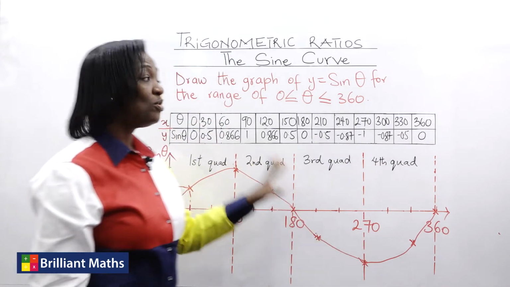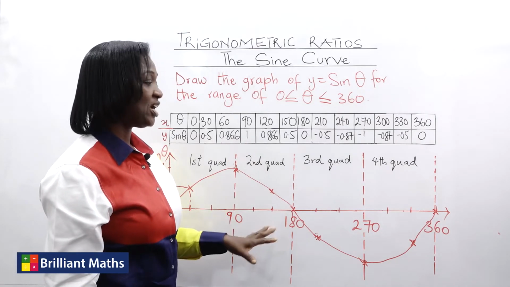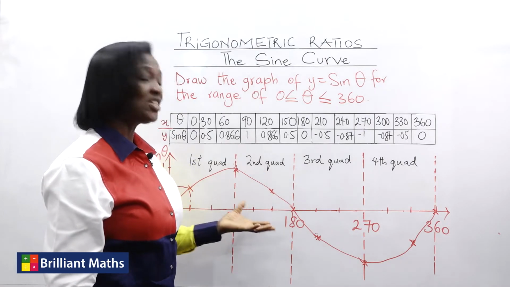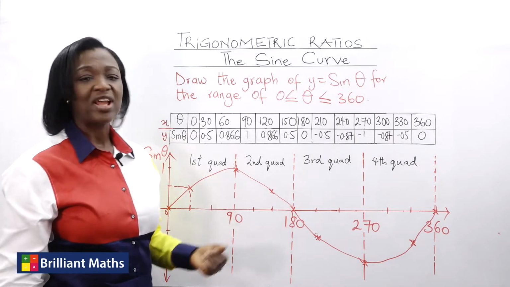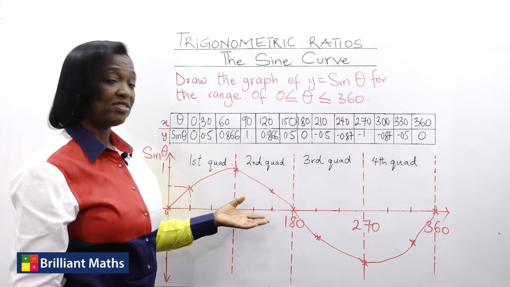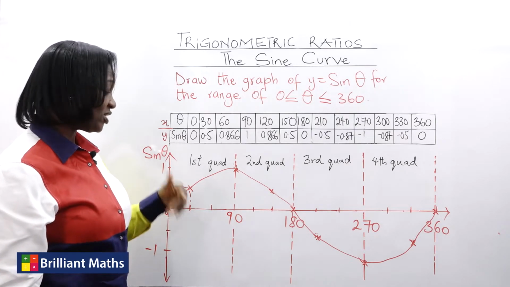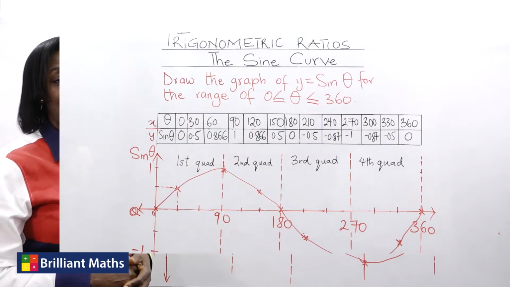I'd like you to plot this in your graph book. Try to plot it out so you can actually see that. And then try out the cosine curve so that you can see how it behaves. Does it behave in the same manner? What is cos 0 and what is cos 90? That is where you would see the difference.